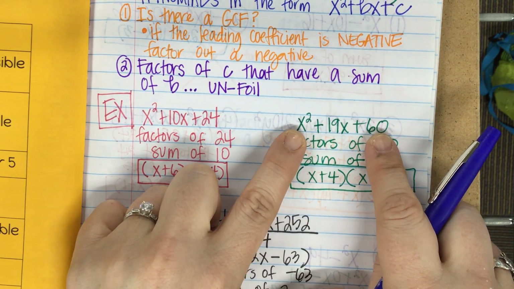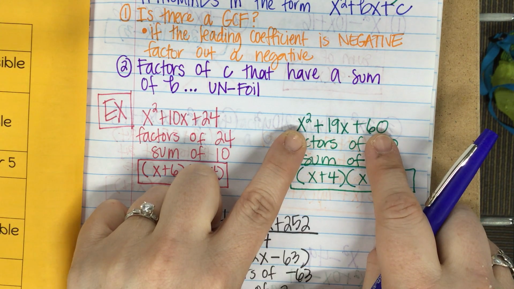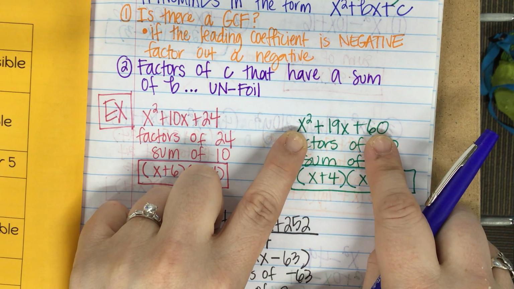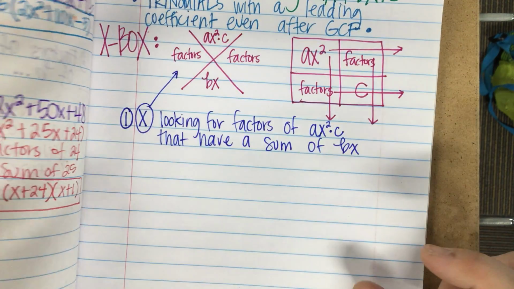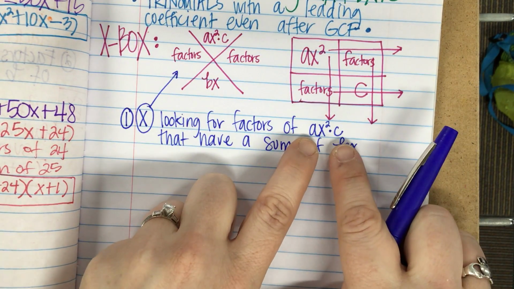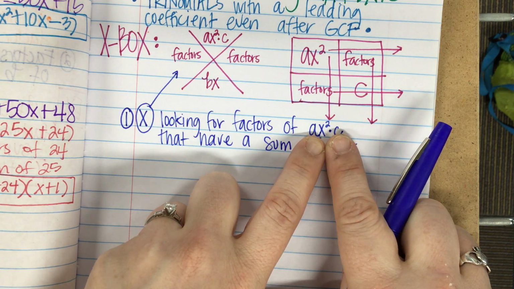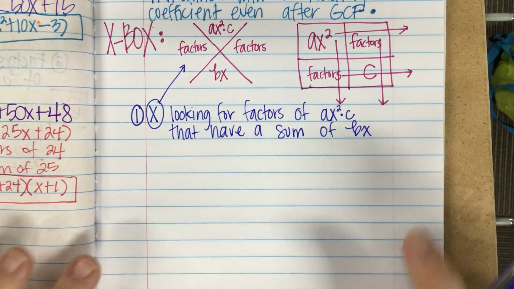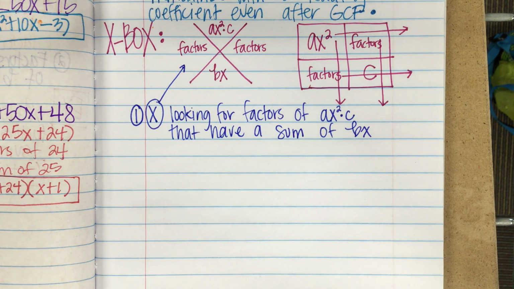So, I mean, technically we did A times C yesterday, didn't we? Because yesterday every single A value was 1. Today, our A values just aren't 1, so we have to do A times C, so factors of A times C that have a sum of B. It's the same thing. Factors of A times C that have a sum of B. Just yesterday, A times C, A was always 1.